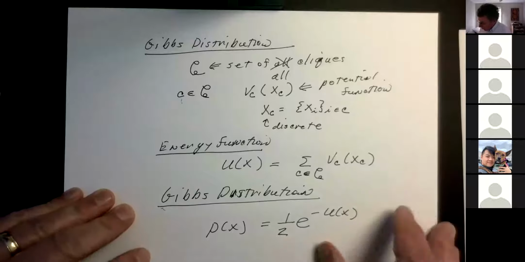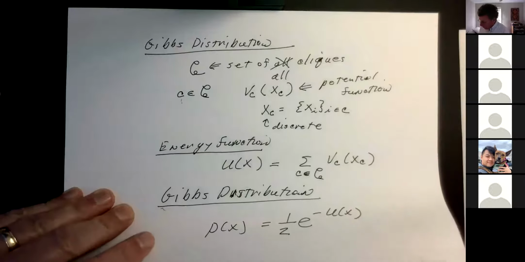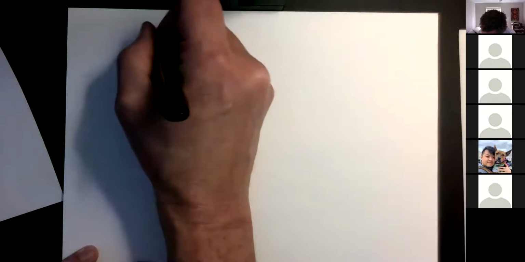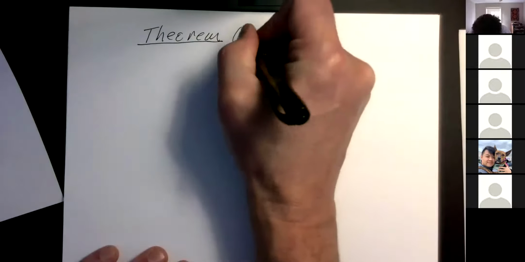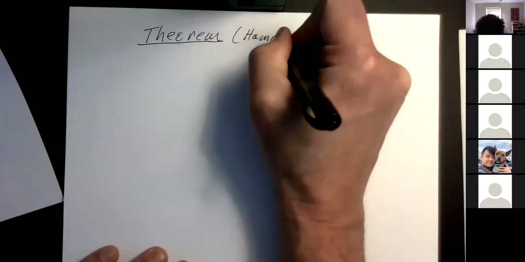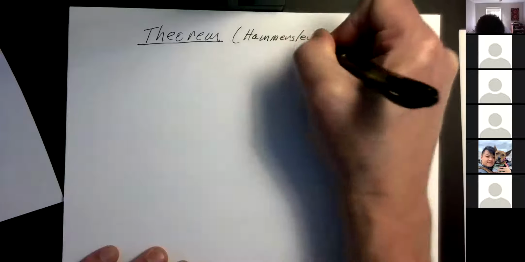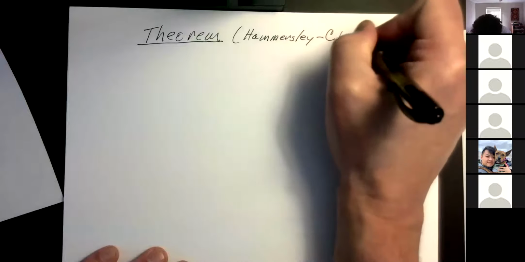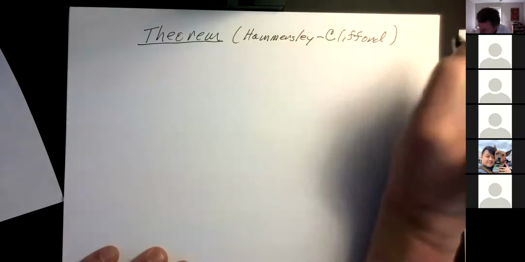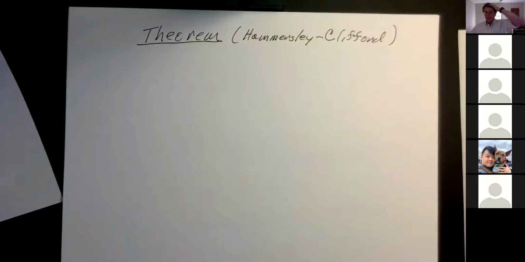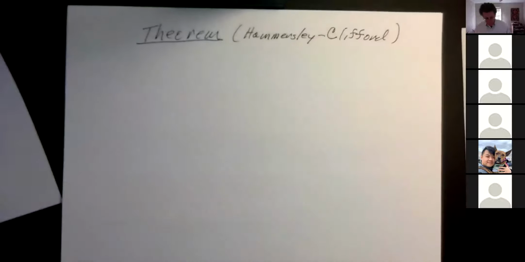Okay, fine. So now, here is the interesting thing. There's a theorem, and the theorem has a name. It's called Hammersley-Clifford. Which is particularly interesting because Hammersley and Clifford never wrote a paper about it or even published anything about it, as far as I know.